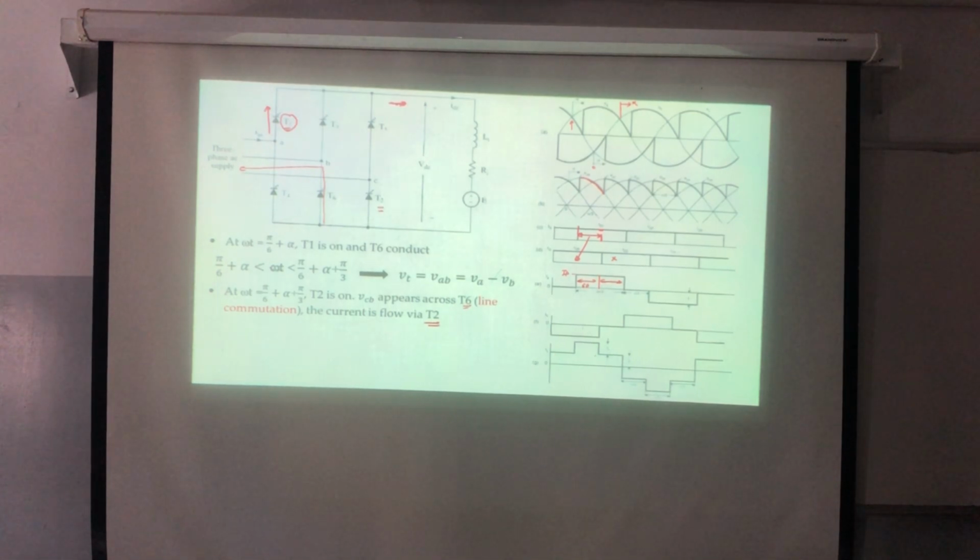Yeah, this will be the I line, which is the composition of IA, IB, and IC. Now let's take an example. I think I have an example here.